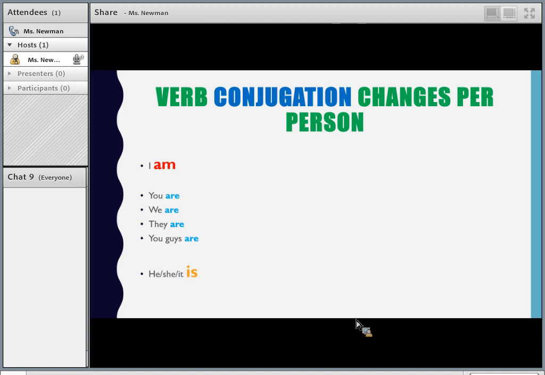So think about it here in English. We have conjugation in English, we just have much less of it. There's a lot more in Spanish. So for example, the verb to be in English: we have I am, and you, we, they, you guys are. So that all shares that one conjugation, are. He, she, or it is. So here are examples of different conjugation depending on the person speaking. You change that verb.